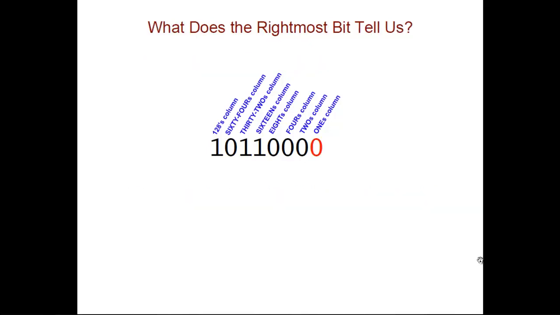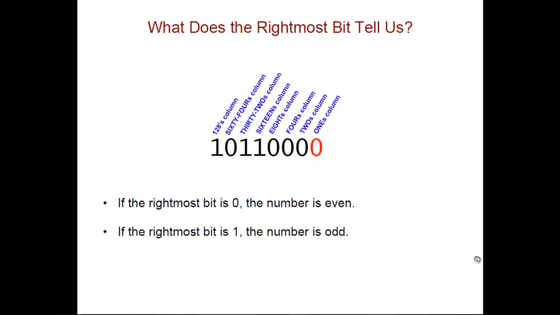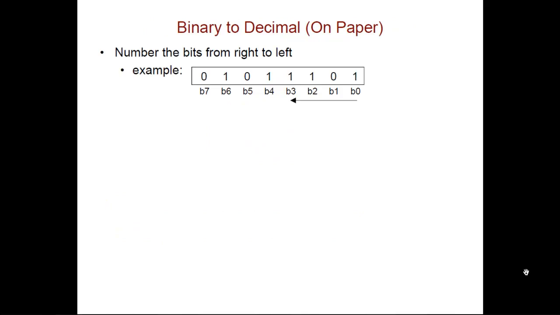Now it turns out that the rightmost bit tells us whether the number is even or odd. If we have a 0 in the rightmost bit, it means the number is even. If we have a 1, it means the number is odd. To convert from binary to decimal, we can number the bits from right to left. The rightmost bit is bit 0, the bit next to it is bit 1, and we continue going from right to left. And then for any bit that is a 1, we're going to add 2 to the n, where n is the number of that bit.